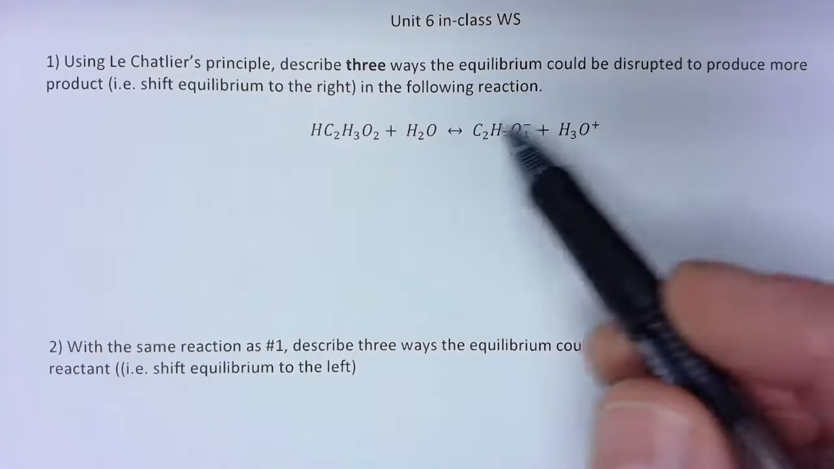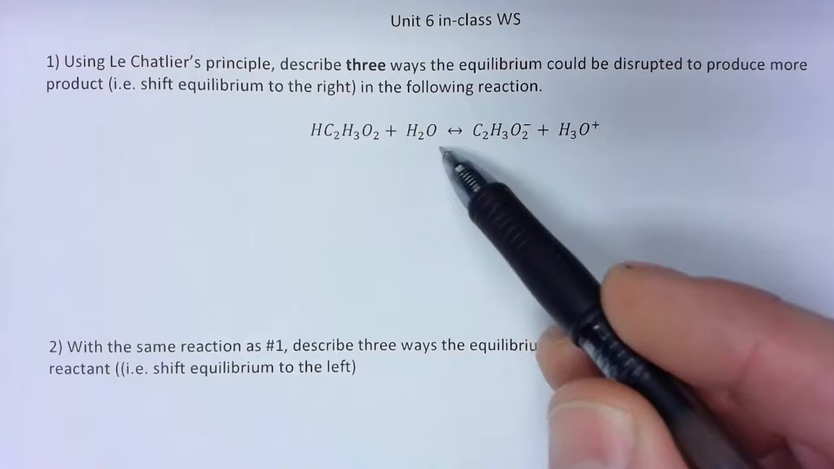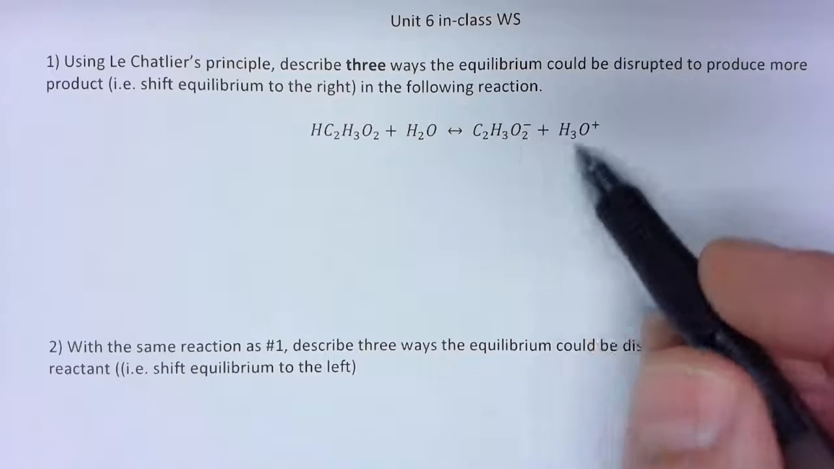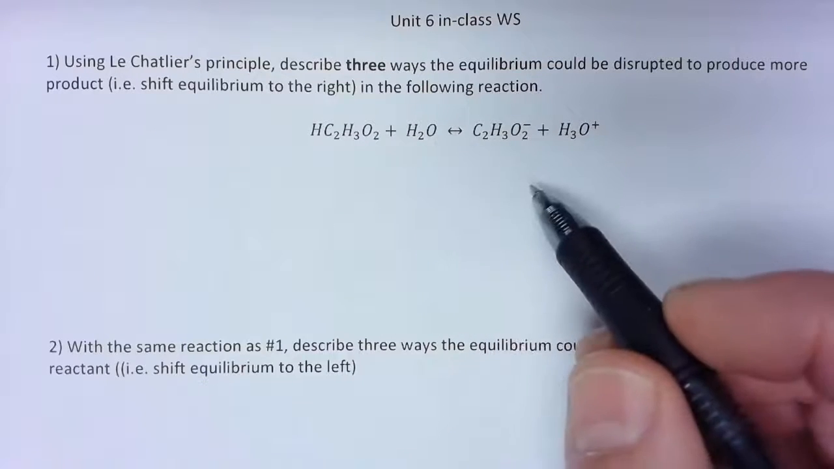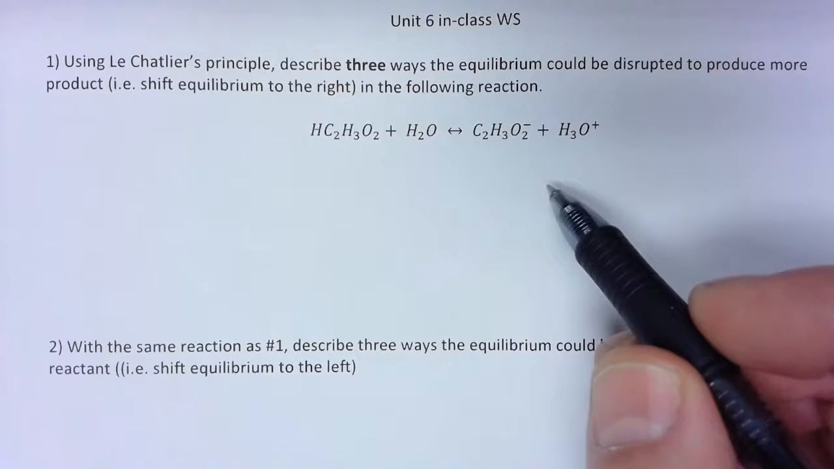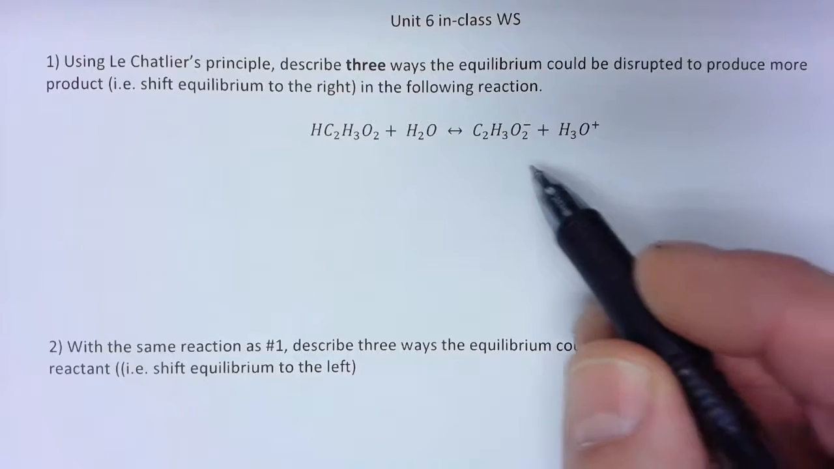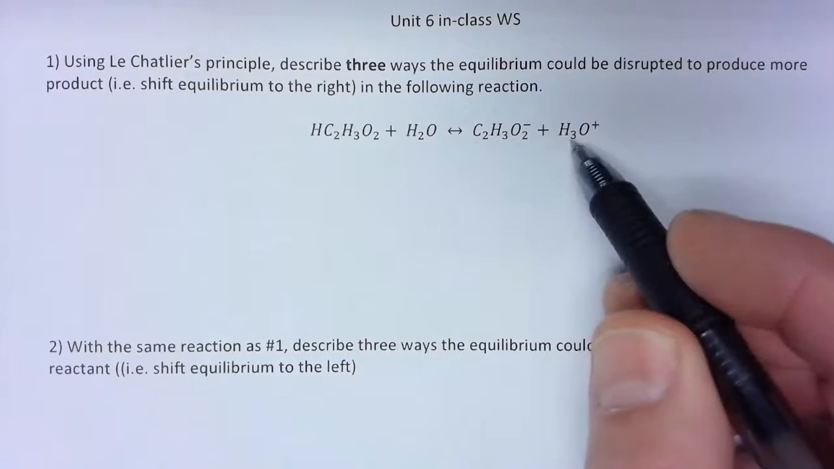That means that the rate of the forward reaction is the same as the rate of the reverse reaction. And that means the concentrations of all of these are remaining relatively constant. So we want to make more product. So what could we do to disrupt the equilibrium to produce more product?